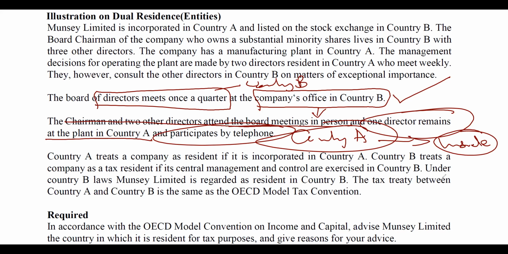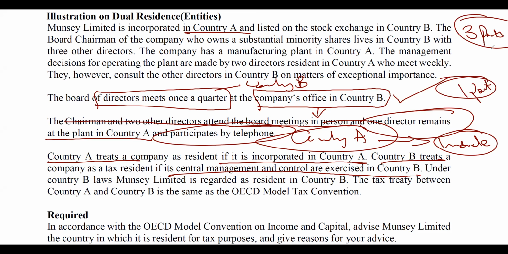True. And country A itself treats a company as resident when it is incorporated in A. And country B treats a company as resident if central management and control are exercised in country B. However, the central management and control, based on the factors we looked at, were not so strong compared to the one we had from country A, right? So far, country A has 3 points, but country B only has 1 point, right? So which one has won? Country A. Based on the factors that we are given, it seems country A should be the best place to be a tax resident for Mansi Limited.